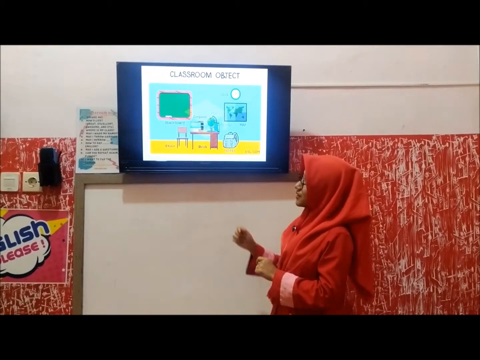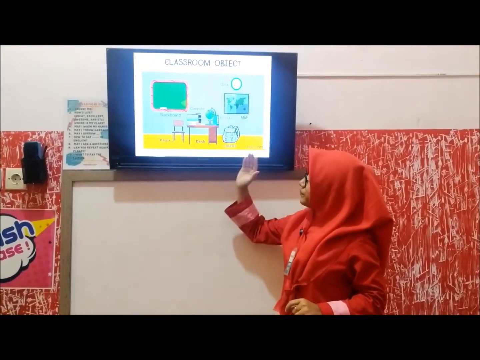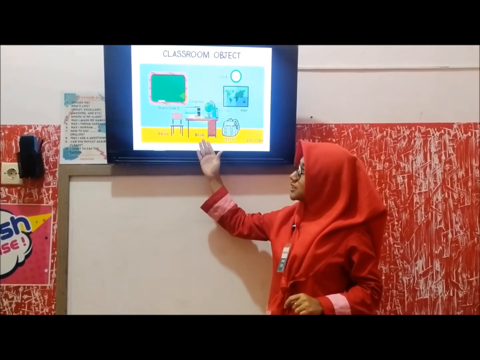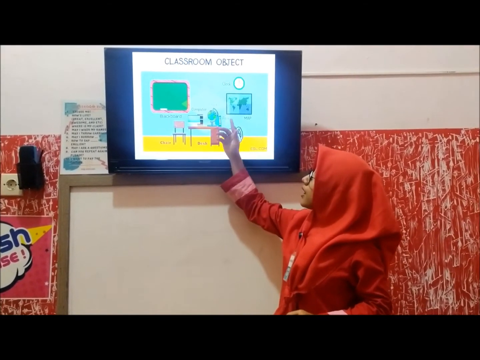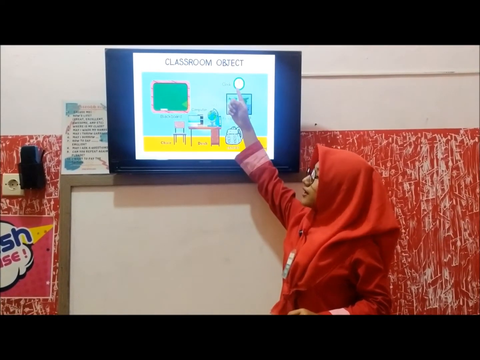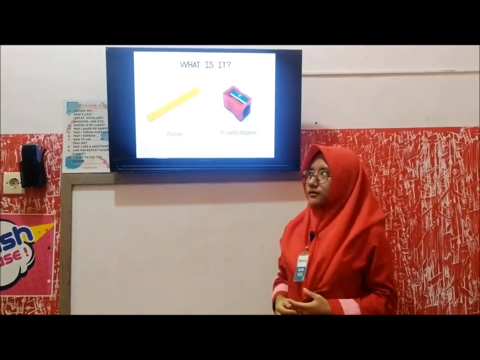So you can see on this picture there is the blackboard, map, backpack, desk, chair, globe, file holder, and clock. So let's check the other classroom objects.